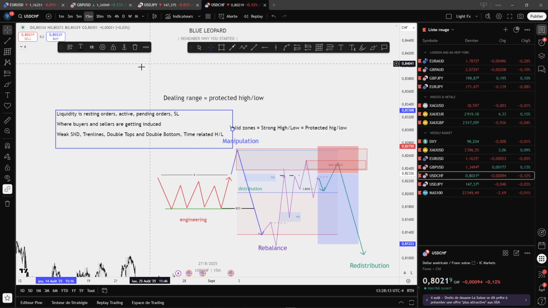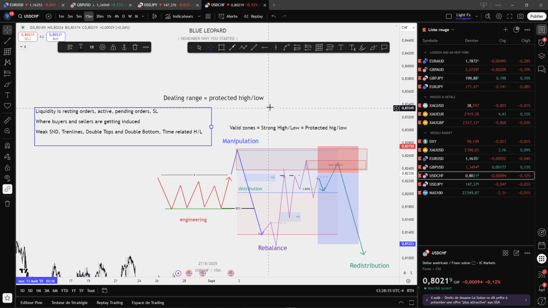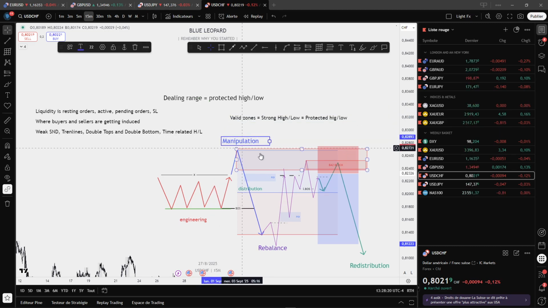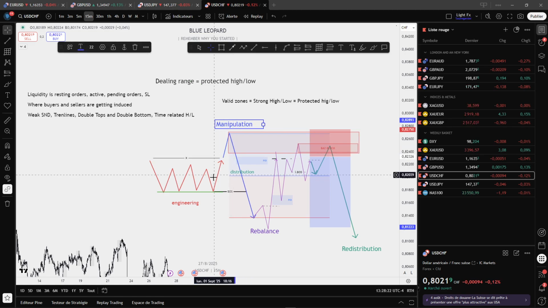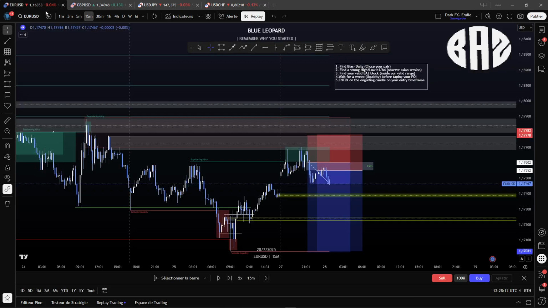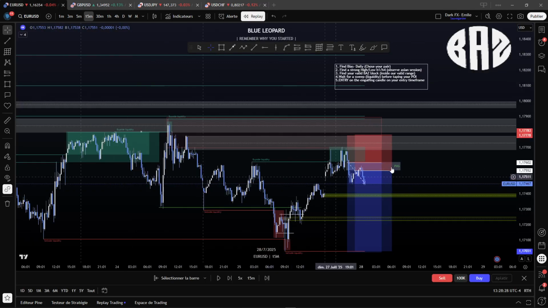From the first video, I explained to you what is liquidity, how to find our valid zone, how price manipulates, and how we are going to take from this. And that's exactly what we saw here. You see? And price melted.